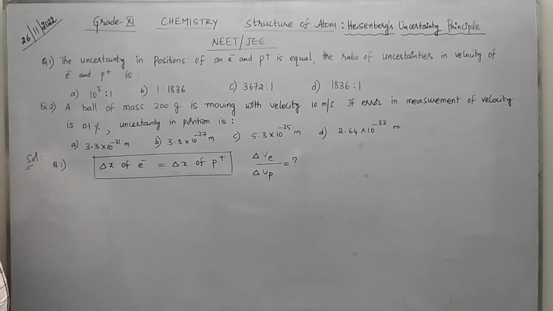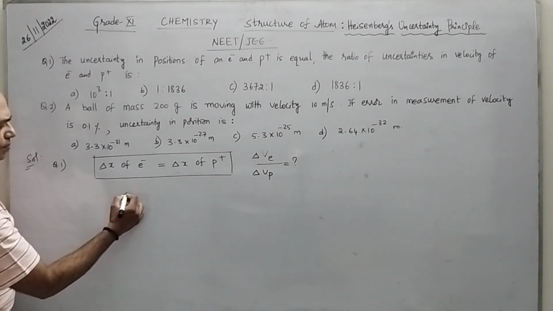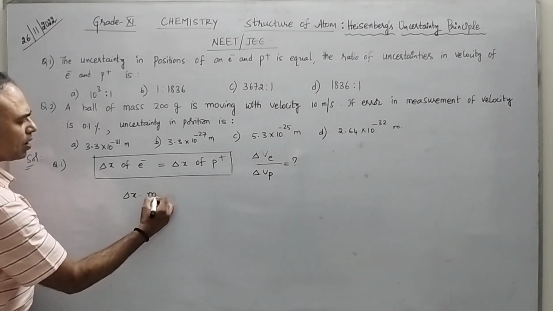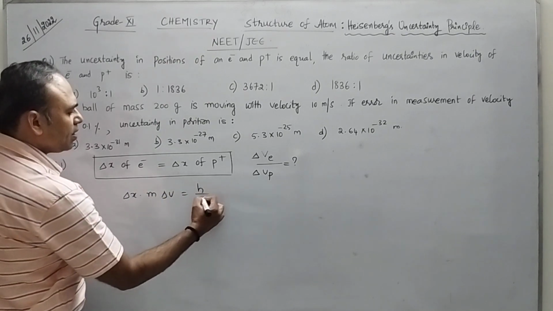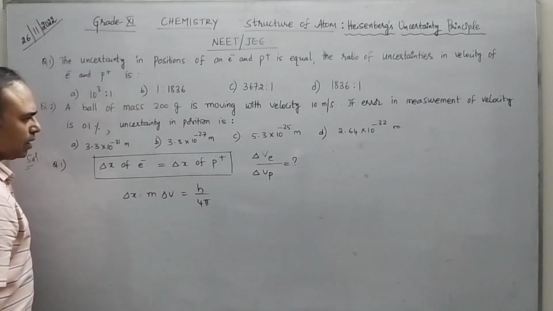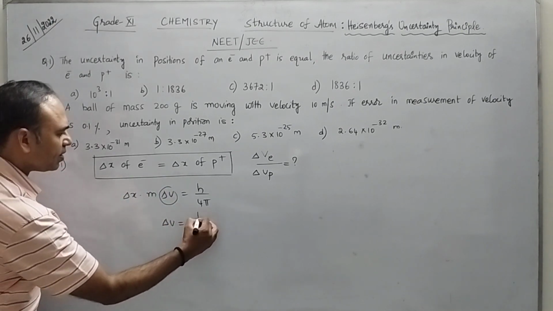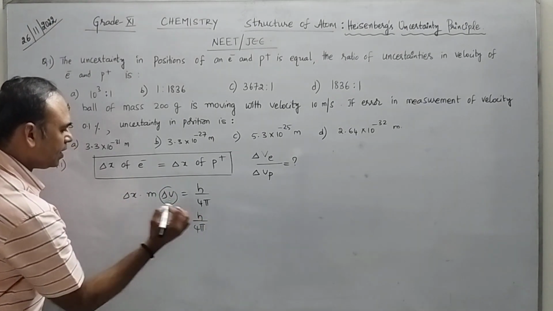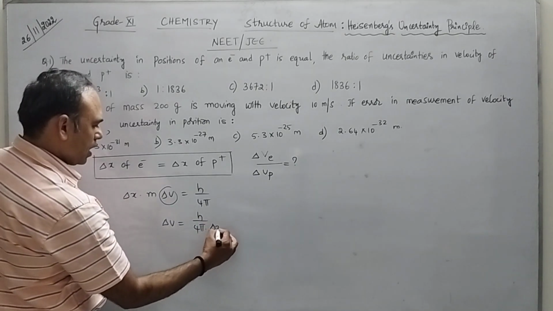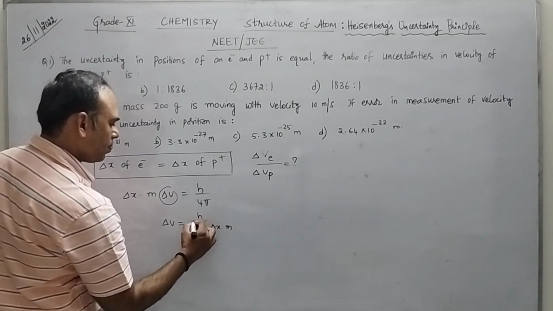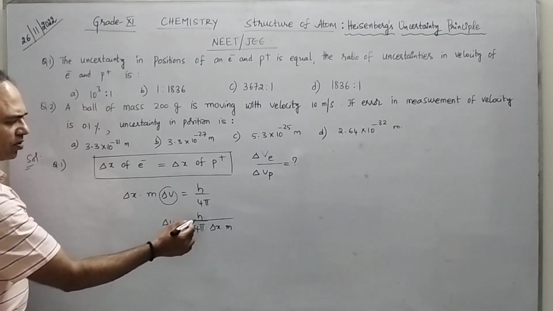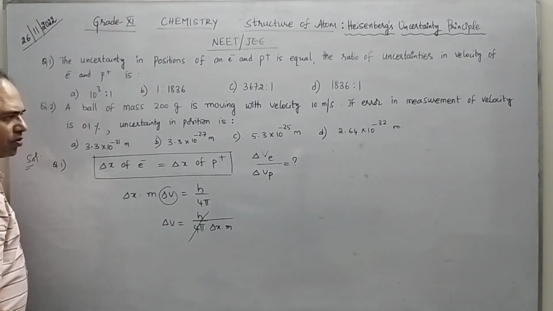You know the formula. So what is the formula? Delta x into m delta v is greater than or equal to h by 4 pi. Now we want only delta v. If you want delta v, it is nothing but h by 4 pi into delta x into m. See, in both the cases h by 4 pi gets cancelled out. So we can write like this.